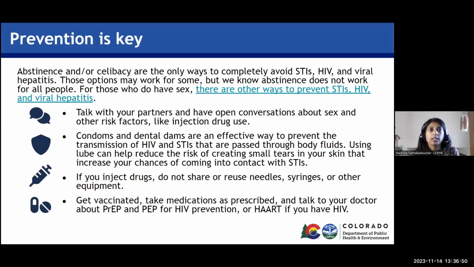If you inject drugs, do not share or reuse needles, syringes, or other equipment. And we recommend getting vaccinated, taking medications as prescribed, and talking to your doctor about PrEP and PEP for HIV prevention, or HAART if you have HIV. Next slide, please.